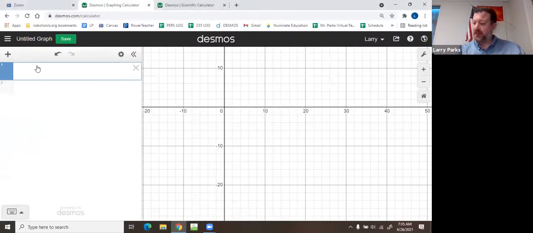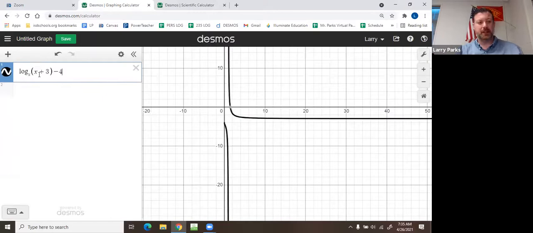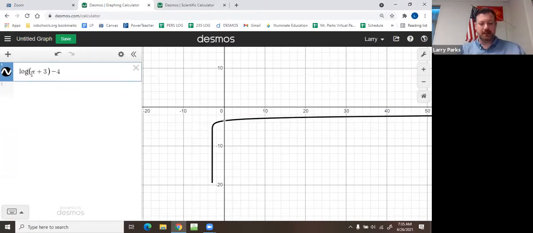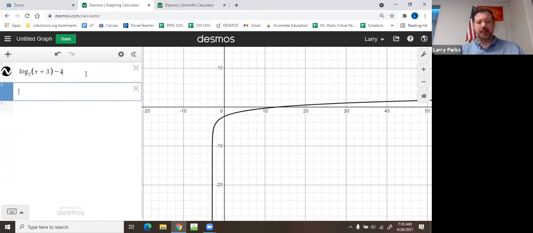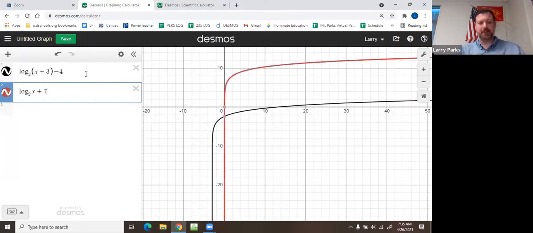So the original function, log base 2. And then if I change this to log base 2 of just x plus 7, notice from black to red, it went 3 to the right and it went 11 up. Okay.